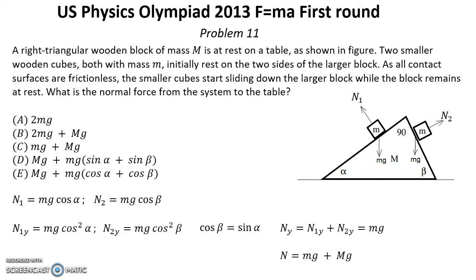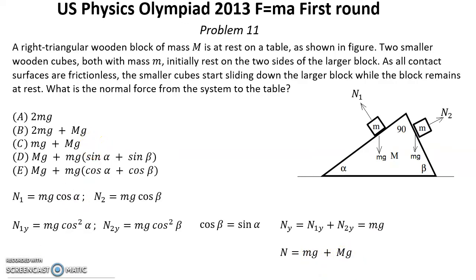It means that the total force from the triangle block and the two small blocks on the table equal small mg plus big mg. That's the answer C. Also, we can count what is the horizontal force from these small blocks on this triangle block.